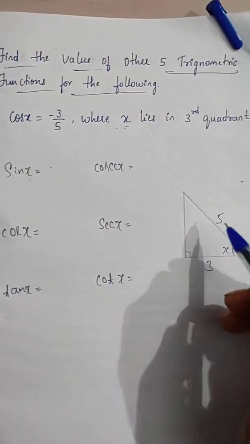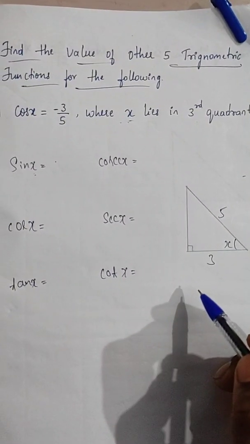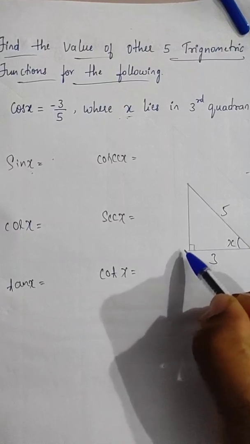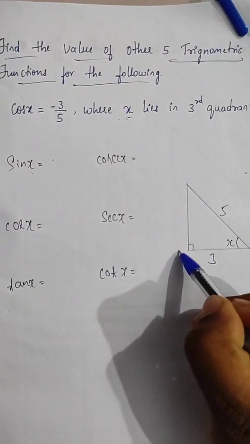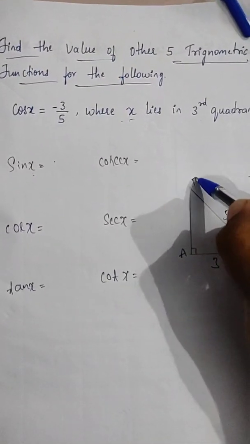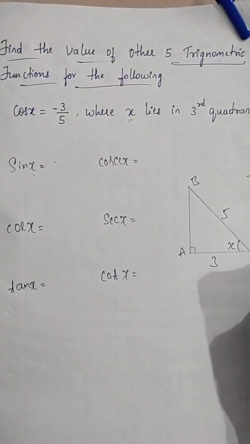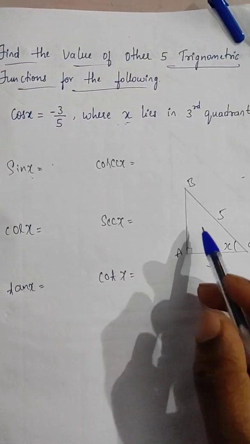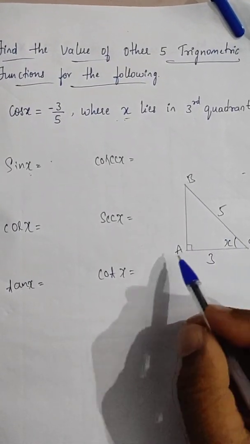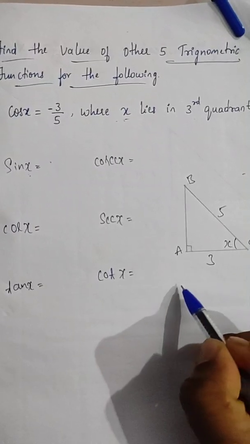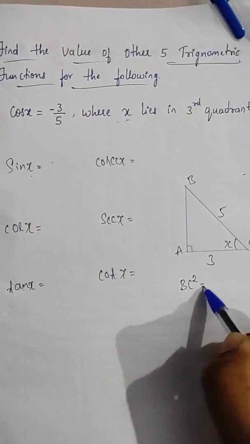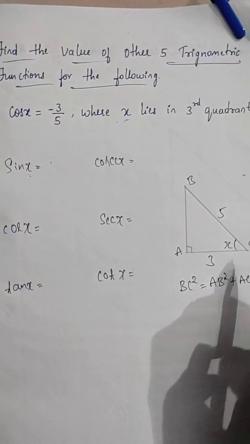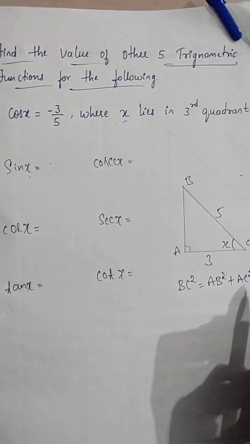How to find the opposite side now? To find the opposite side, we use the Pythagoras theorem. So here we write like this: A, B, C. What is the Pythagoras theorem? Hypotenuse square is equal to the sum of the squares of the other two sides. Means BC square is equal to AB square plus AC square.